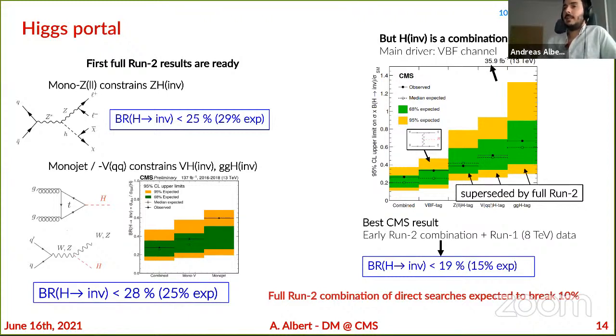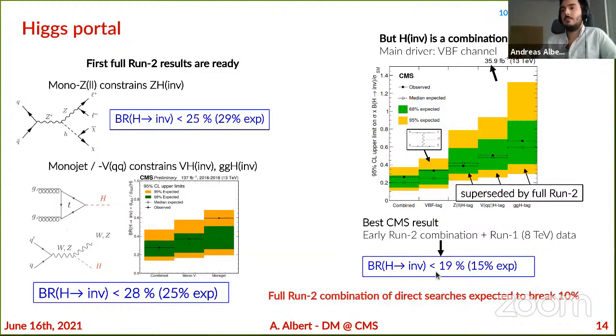In the end though, these are not the most sensitive results yet, because here everything is about combining. And I'm showing you here the combination on partial run-through data. We don't have the full result yet. And we can see that the result is dominated by the VBF analysis, which I don't have here yet, unfortunately. But as soon as that one is also out with the full run-through data, we're going to redo the whole combination and get better. But for now, the best result that we have here from the partial combination is 19%.